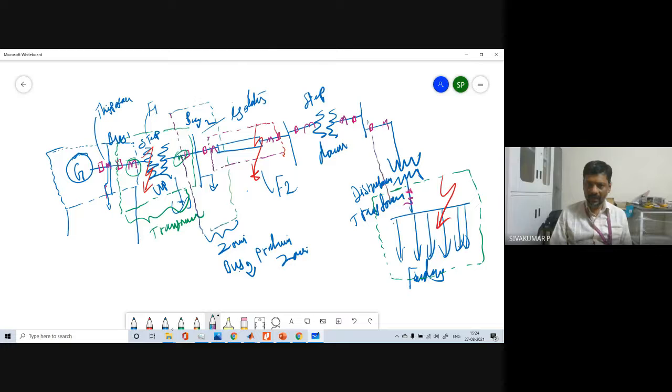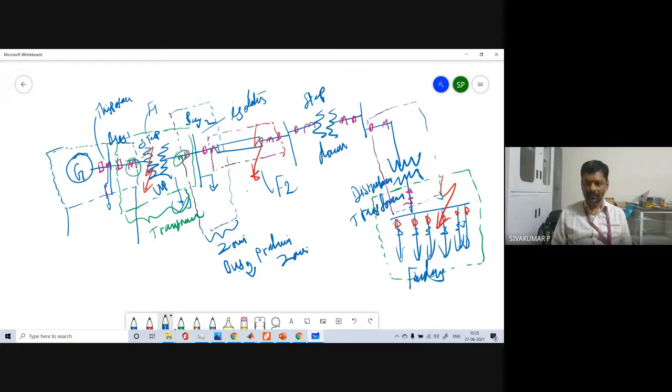Already we have explained this CT, and the current can flow in this direction. Based on the analysis, each unit has a circuit breaker, each feeder has a circuit breaker here, and it also has a separate CT. See, this is the CT available.